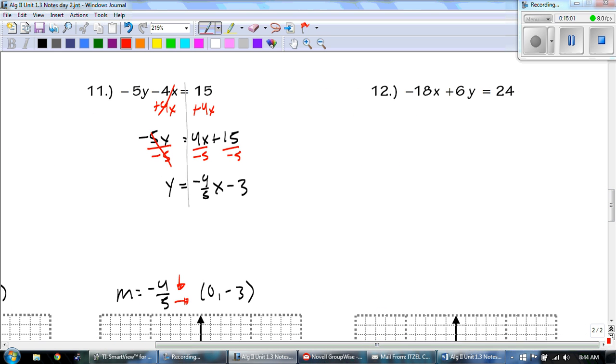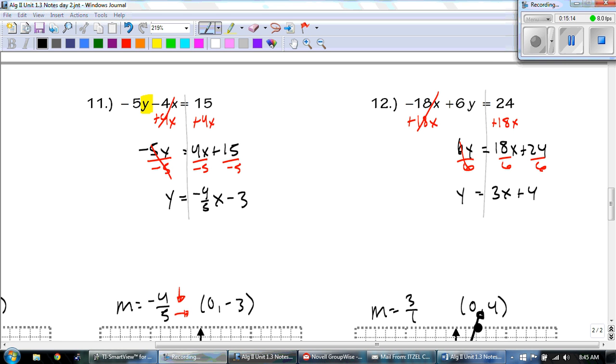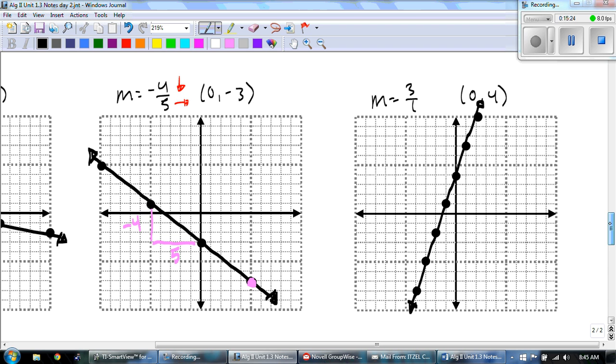Okay, number 12, once again, you're all on your own. Pause the video and good luck. Okay, so after solving, you should have gotten y equals 3x plus 4. Remember that when we write our slope down, we want our slope as a fraction, so 3 over 1, and then our y-intercept is (0, 4).